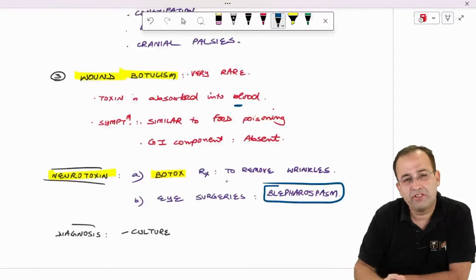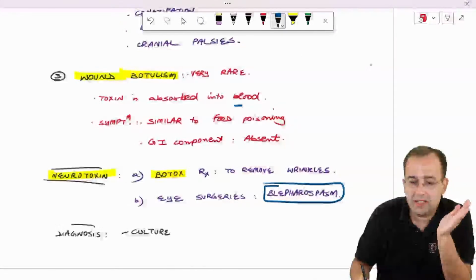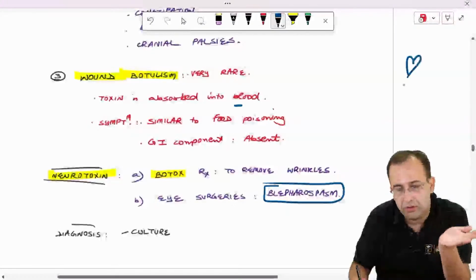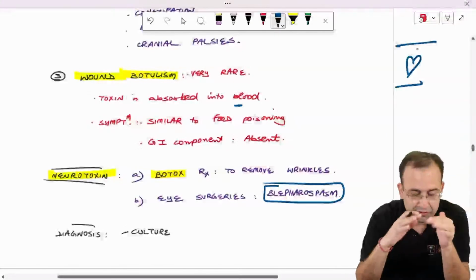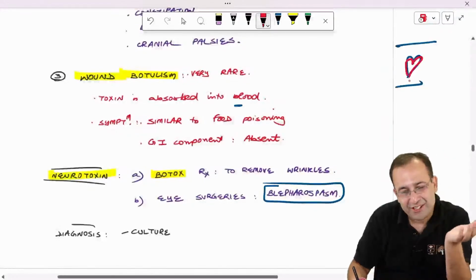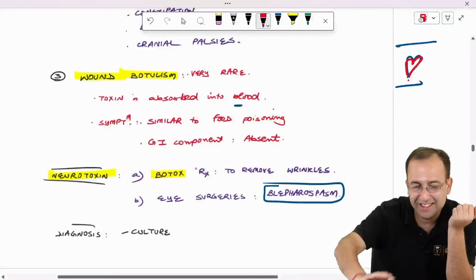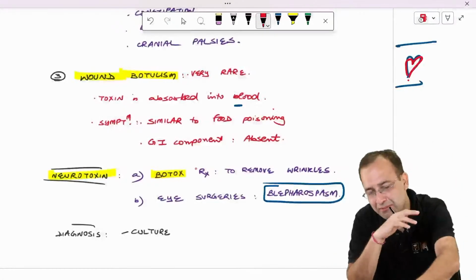And take my word for it. In getting selected, along with hard work, I'm sure all of you guys are working hard. There's absolutely no doubt about it. But a lot of good luck is also needed. So do good things in life, like giving chocolates to faculties and so on. But coming back, this was Clostridium botulinum.